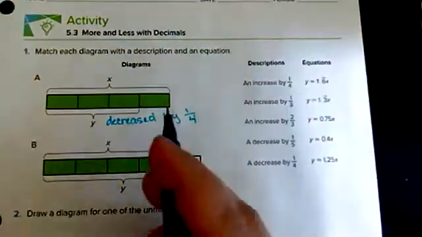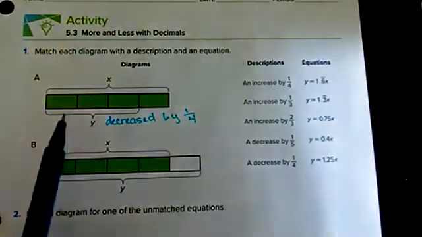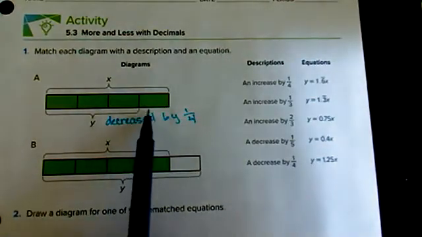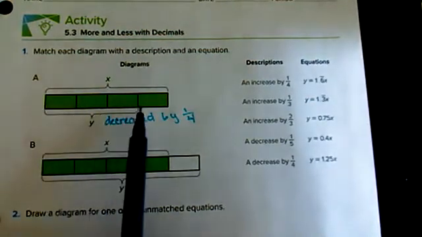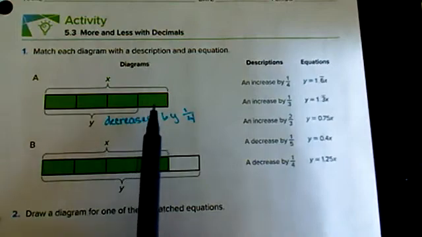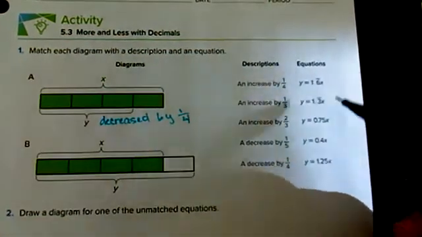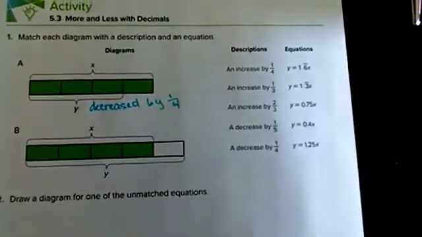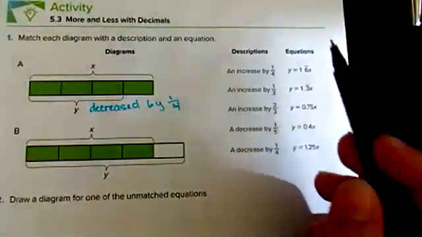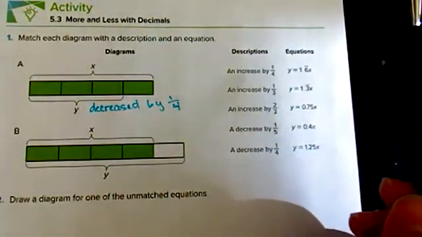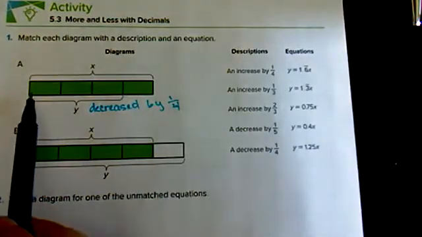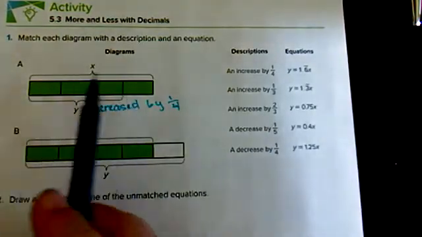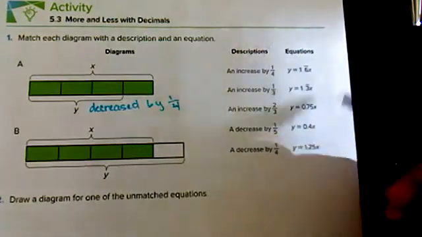And I say that because this is one less piece than the rest. So we have 3/4 instead of 1/4. So now we've got to figure out which equation matches up with this. So which one of these shows us a decrease by 1/4? So if we're decreasing by 1/4, we're left with 3/4, and I need an equation that shows me 3/4.